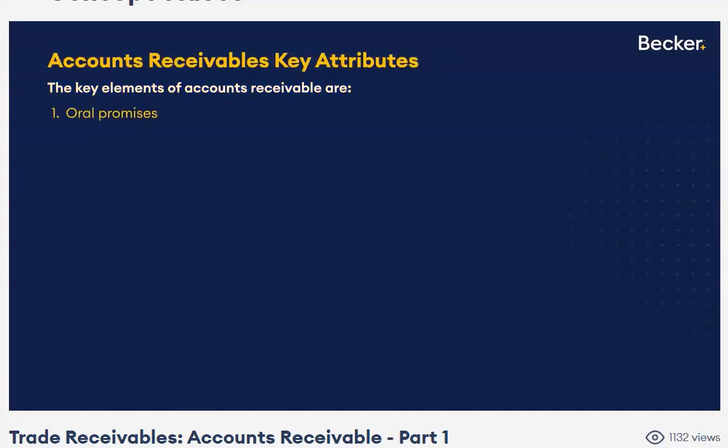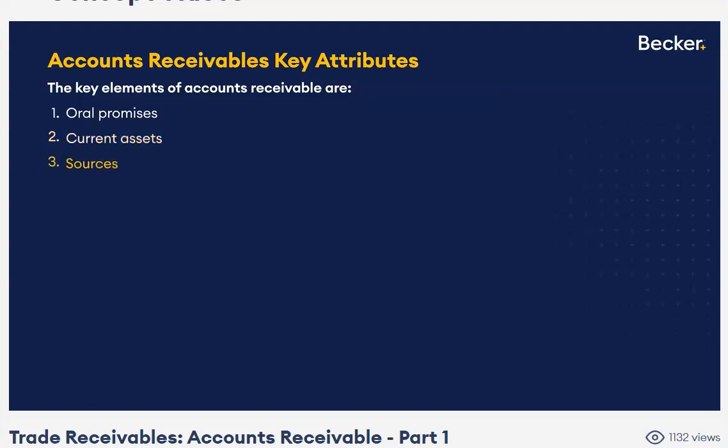What distinguishes an accounts receivable from other receivables in one big way is it's an oral promise. Now, the best definition to say why that is different is to say a note receivable is a written promise. This is an oral promise. Second, it's classified as a current asset. Other receivables might be classified as long-term, but accounts receivable is going to be a current asset.